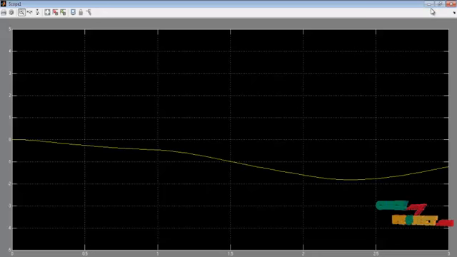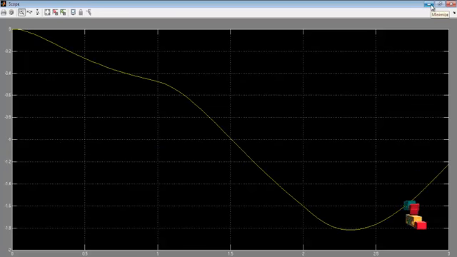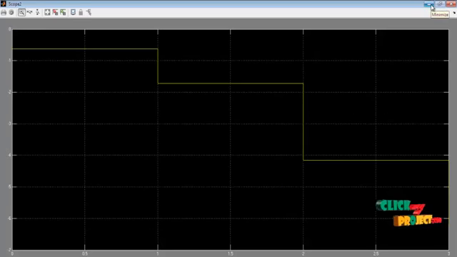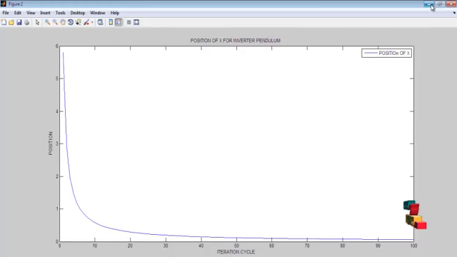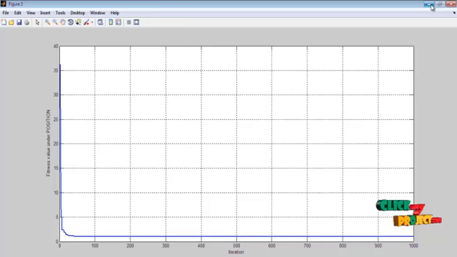So this is the output waveform of the inverted pendulum, and this is the x angle of the inverted pendulum, and this input is coming from the M file coding. And the next one is the angle of x for the inverted pendulum, where the x-axis is the iteration cycles, and the next one is the position of x for the inverted pendulum over iteration cycles, and this is the fitness function using these positions.